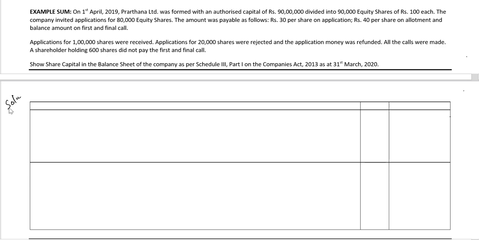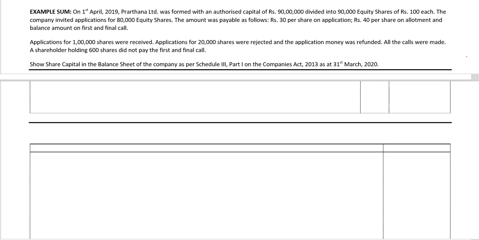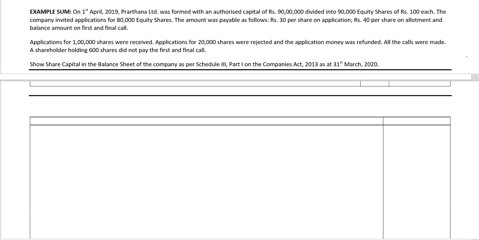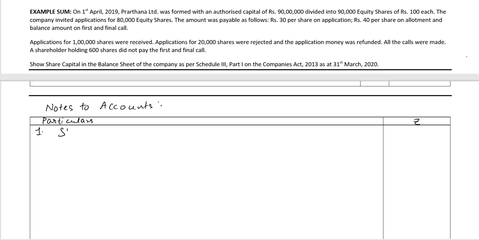Solution. We leave space for the balance sheet and go on to prepare the notes to accounts. Notes to accounts. We have particulars and a rupee column. The first note is share capital.